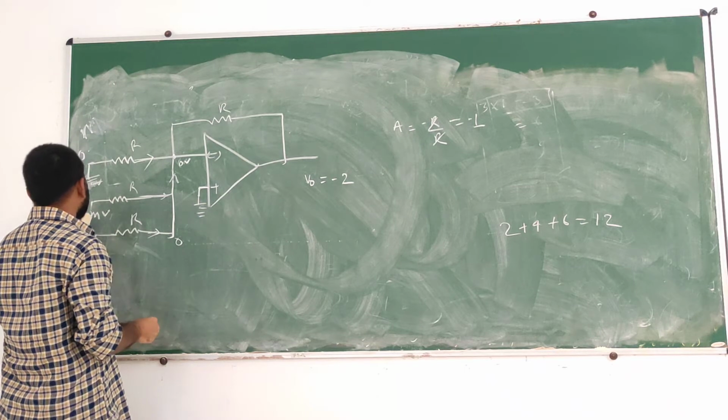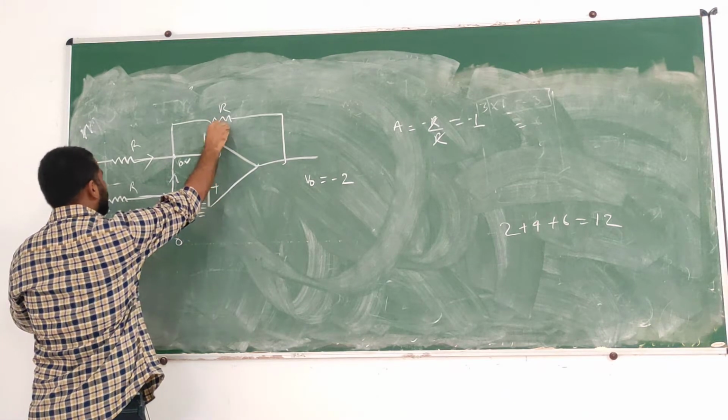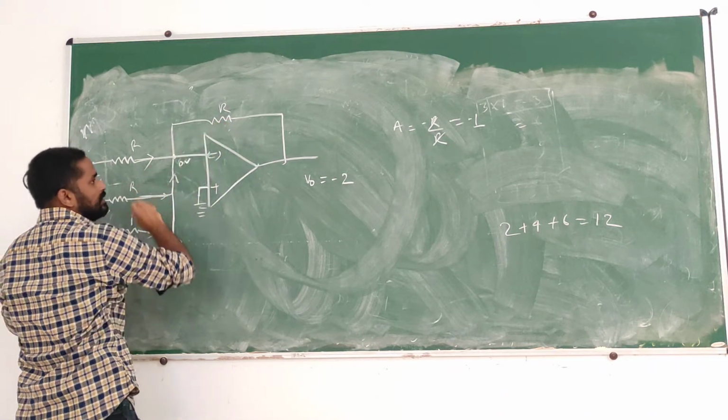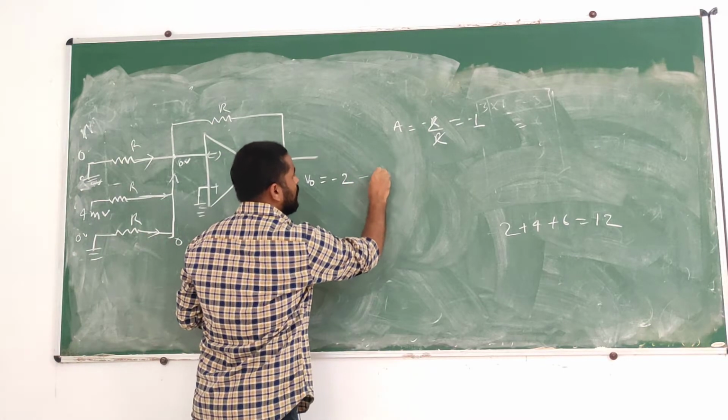What are you going to get as output? This is 4 and the gain is 4 and R. Gain is nothing but minus 1. You are going to get minus 4.